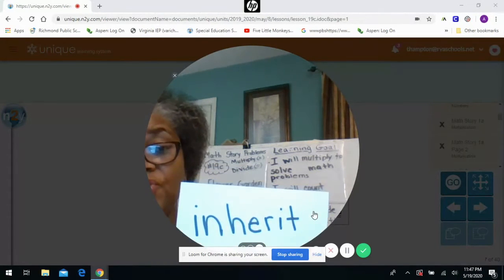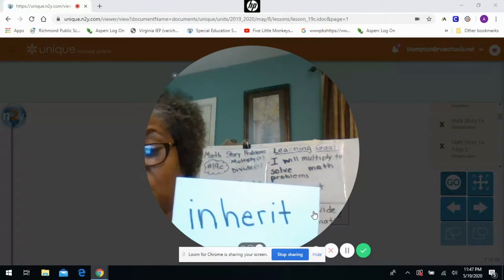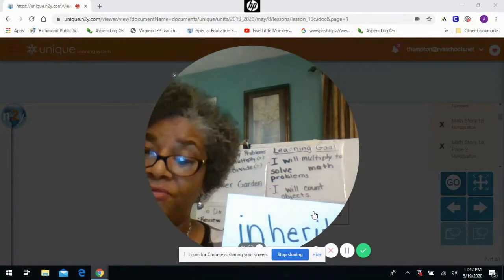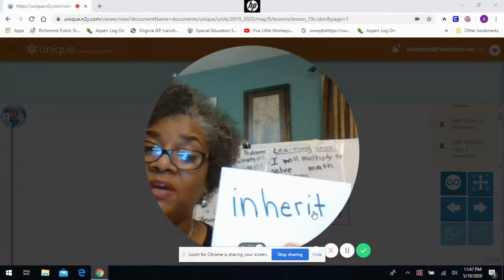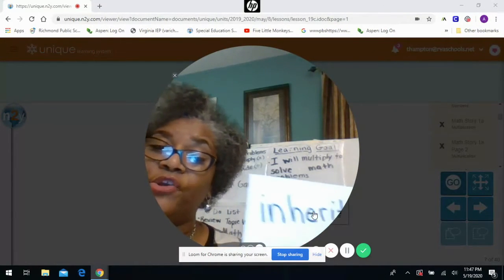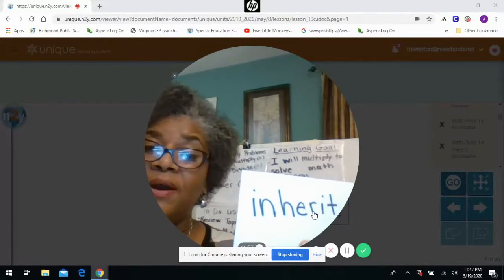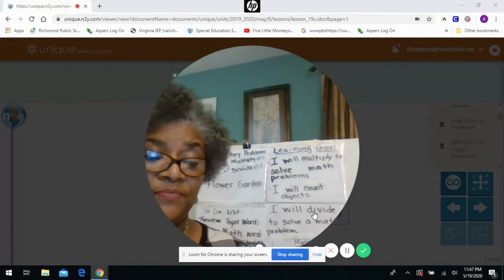Inherit means to receive by genetic transmission. Things that we get from our parents. Kinds of traits we get from our parents, whether we have curly hair, straight hair, brown eyes, or blue eyes.